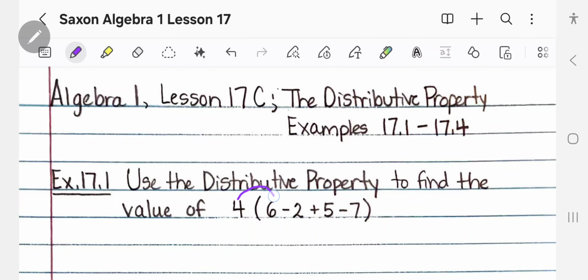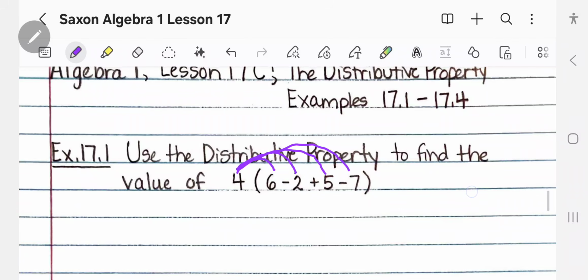So we're going to multiply the 4 by the 6, but we're not going to stop there, are we? We're going to do every term by that 4. So when I do the 4 times the 6, I get 24. Bring down my minus. 4 times 2 is 8. Bring down the plus. 4 times 5 is 20. Bring down the minus. And 4 times 7 is 28.